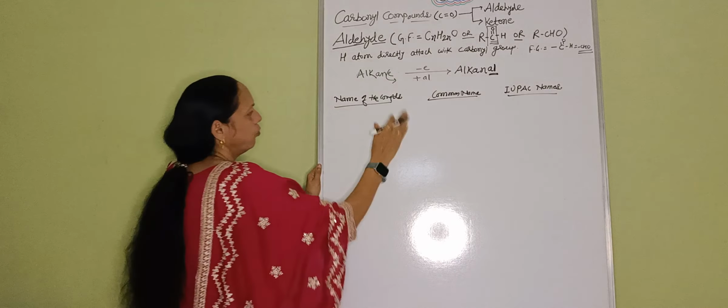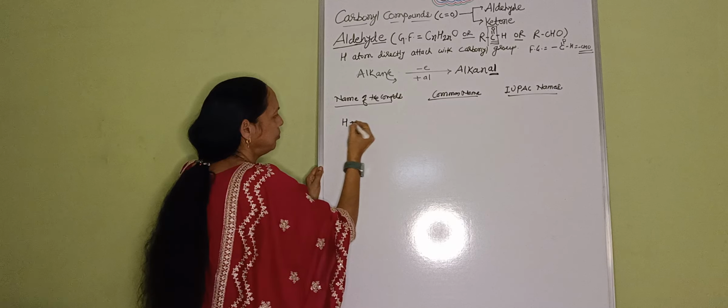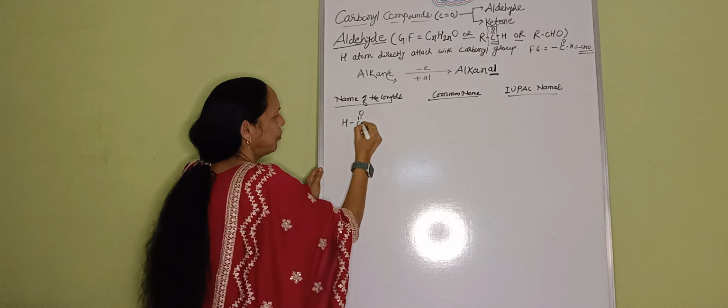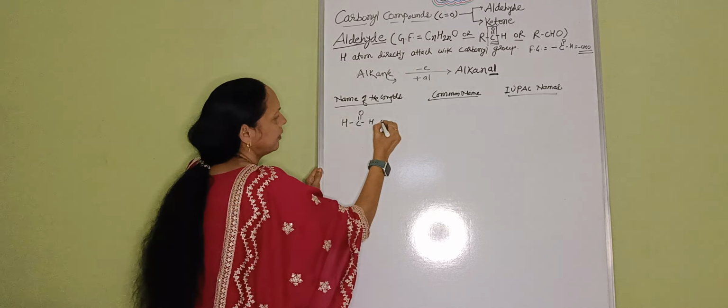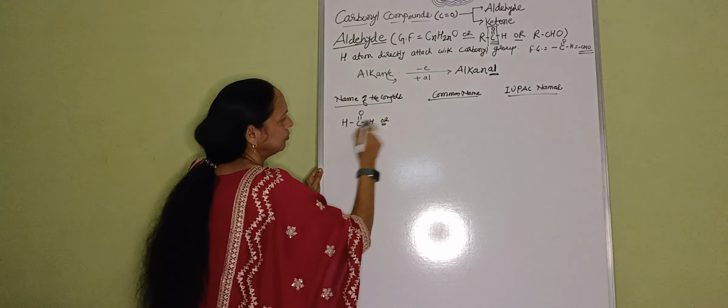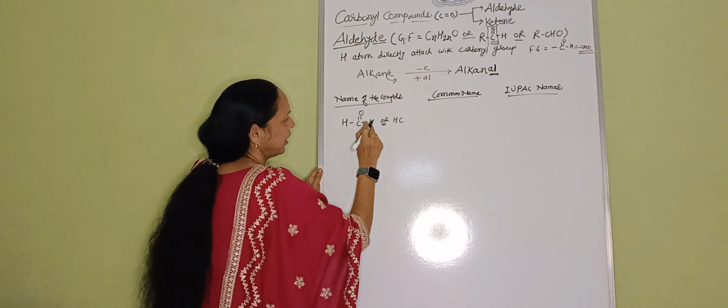First compound, one carbon atom. One carbon atom means HC double bond OH. I can write down the compound in the condensed form HCHO.